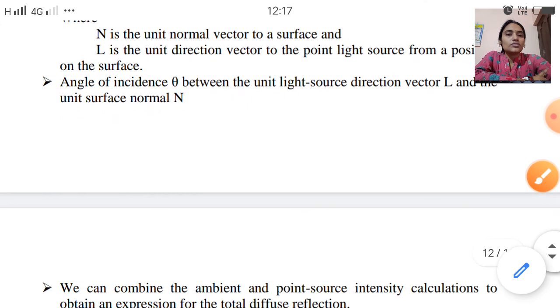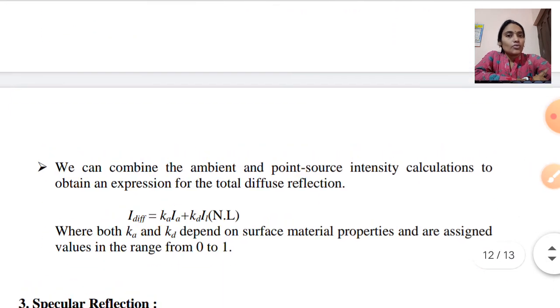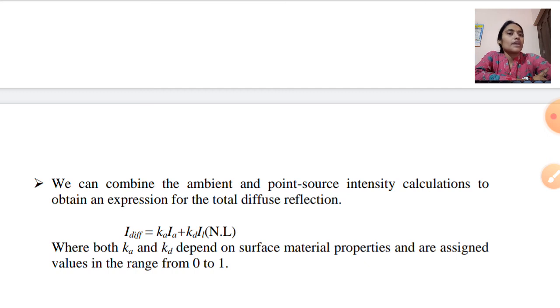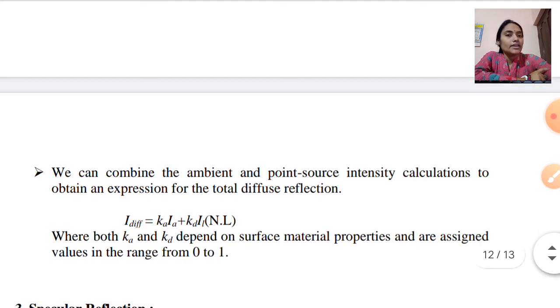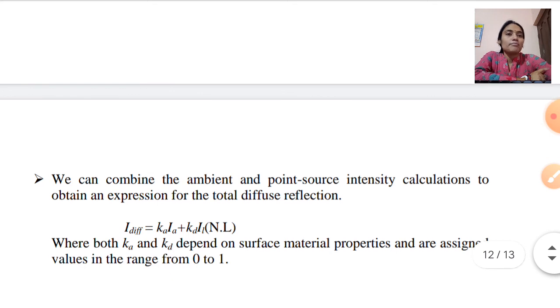So this is your diffuse reflection. We can combine the ambient light and the point source, that means diffuse reflection calculation, to obtain an expression for the total diffuse reflection: I DF equals K A I A plus K D I L N dot L, where both K A and K D depend on the surface material properties and are assigned values in the range from 0 to 1.